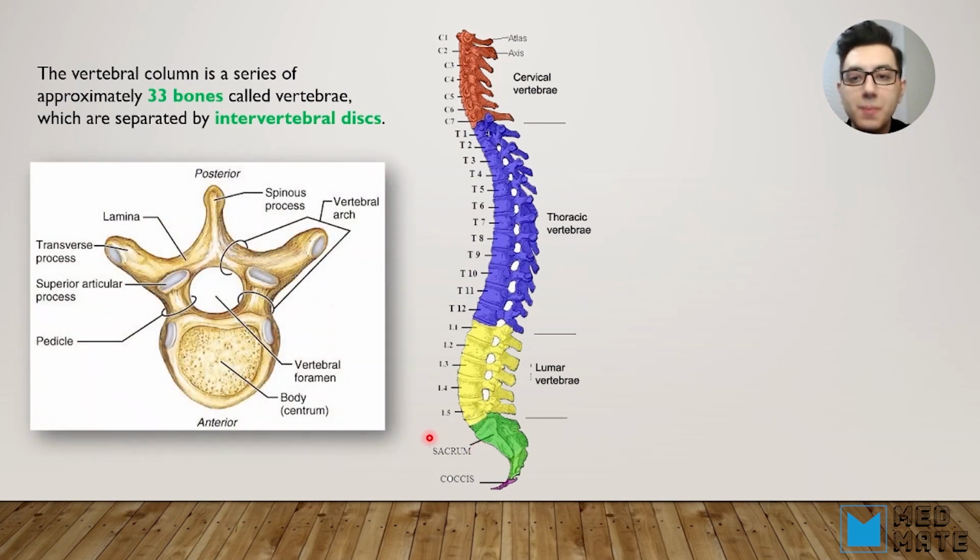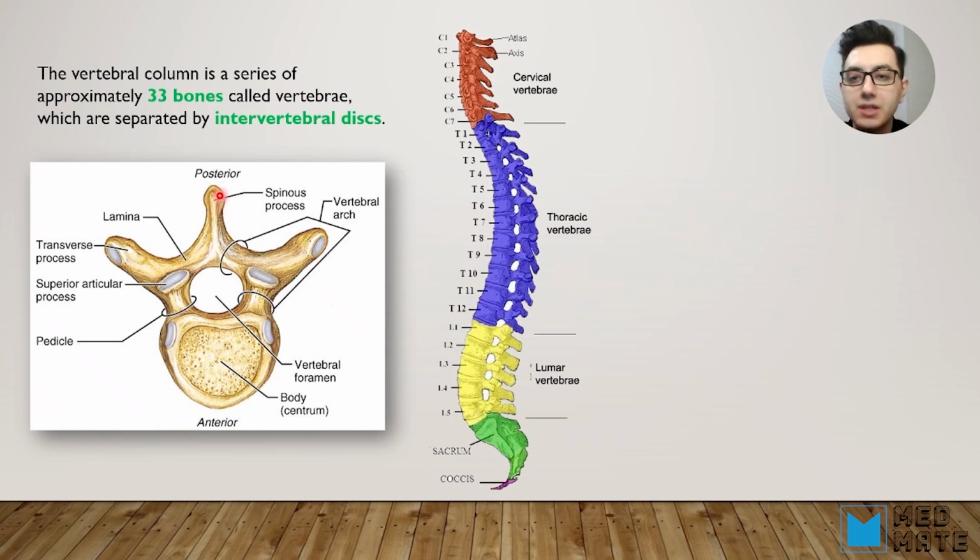Alright, what are the main or important parts of a vertebra? Here we're talking about a typical vertebra. Each typical vertebra consists of a body, which is in the center, and now we are looking from above. So this is the superior view of this vertebra.